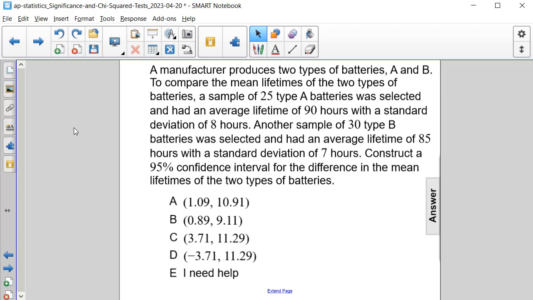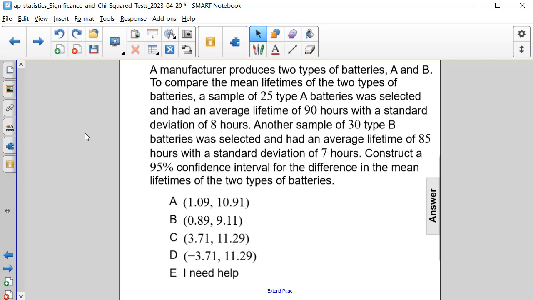A manufacturer produces two types of batteries, type A and type B. To compare the mean lifetime of the two types of batteries, a sample of 25 type A batteries was selected and had an average lifetime of 90 hours with a standard deviation of 8 hours.